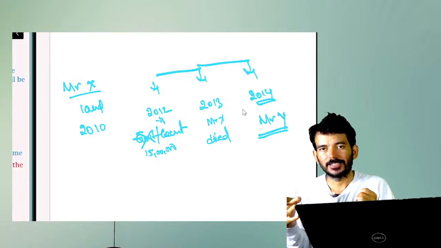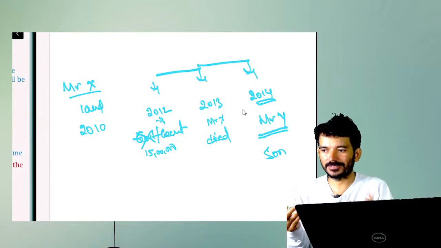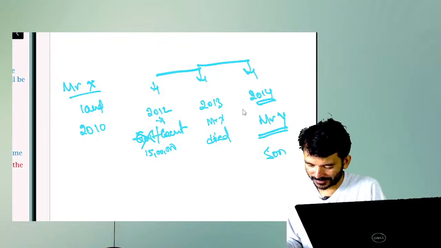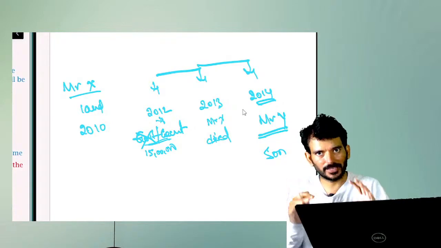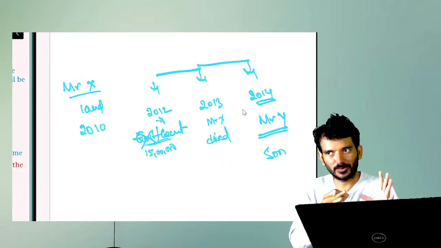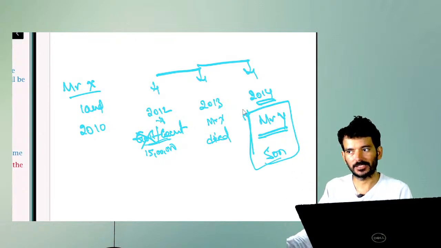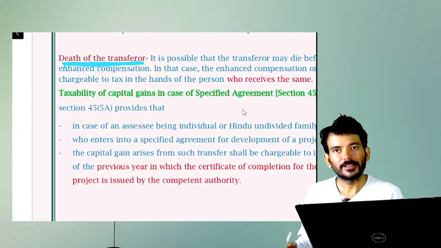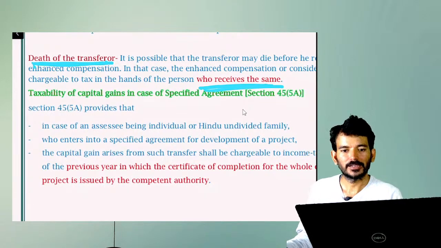Generally, what should the verdict have been? It should not be taxable in the hands of the son, because it is not earned by him, right? But the verdict is, even if the father was alive, it would have been deferred till the payment is made, right? It would have been delayed anyway. So whenever the compensation or enhanced compensation is received by the son, it should still be taxable. That's what they are saying. Death of the transferor: whenever there is a death of a transferor, it should be taxable in the hands of the recipient.